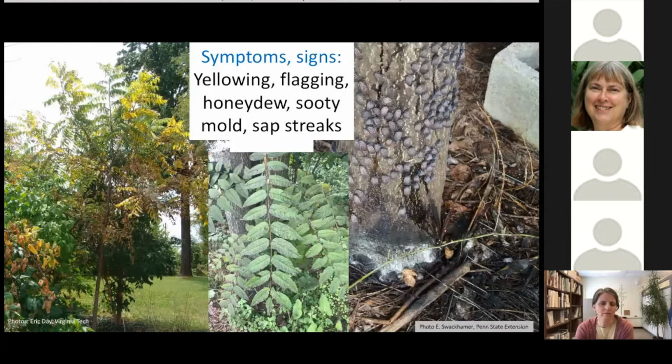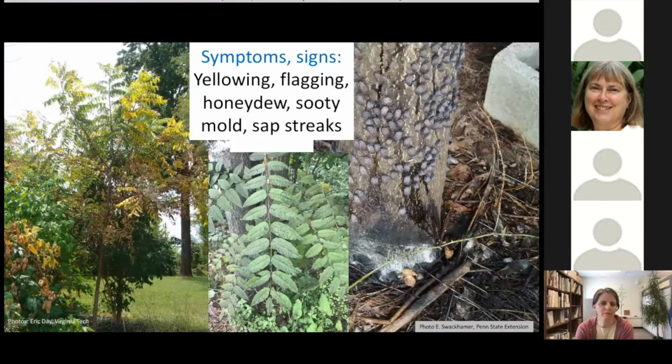The sooty mold and the honeydew in the center picture is also another sign. You can get that certainly from scale insects and aphids. I don't know anything else that would create that on Ailanthus, but you could see sooty mold and honeydew on other kinds of plants from other insects, as well as spotted lanternfly, if it were there. But if you were to see that, you would expect to see a fairly large number of insects present that could create such an amount of residue.